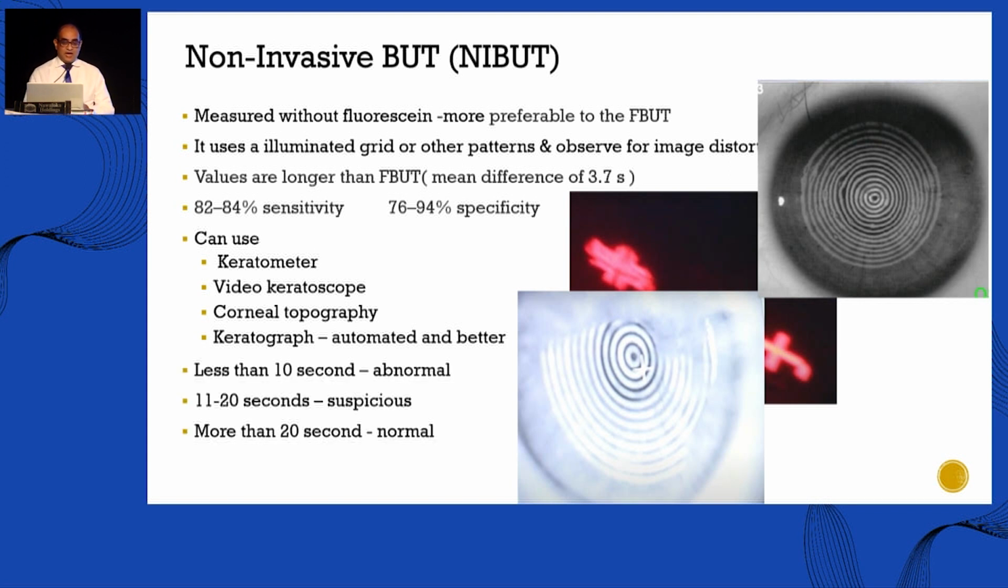Here, one thing I want to highlight is these non-invasive tear breakup time values are longer than the fluorescein method. Usually the mean difference is about 3.7 seconds. So less than 10 seconds is identified as abnormal, and more than 20 seconds appears to be normal.